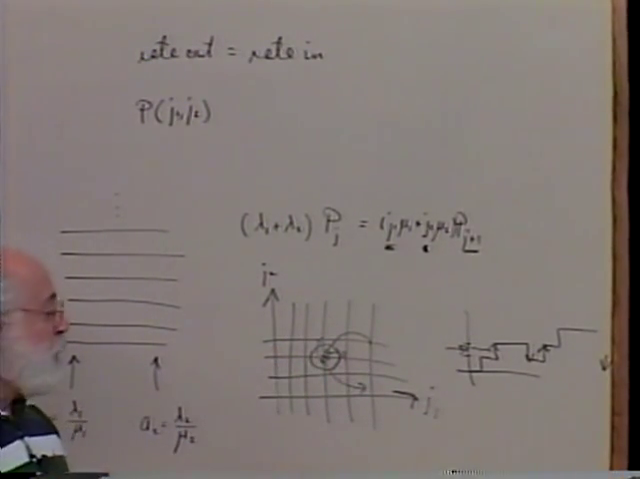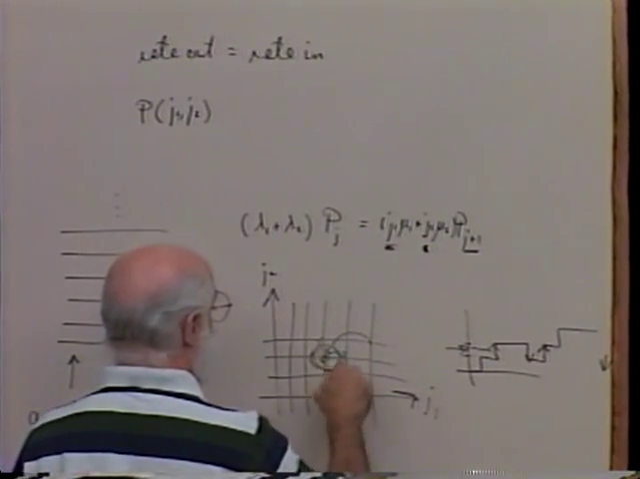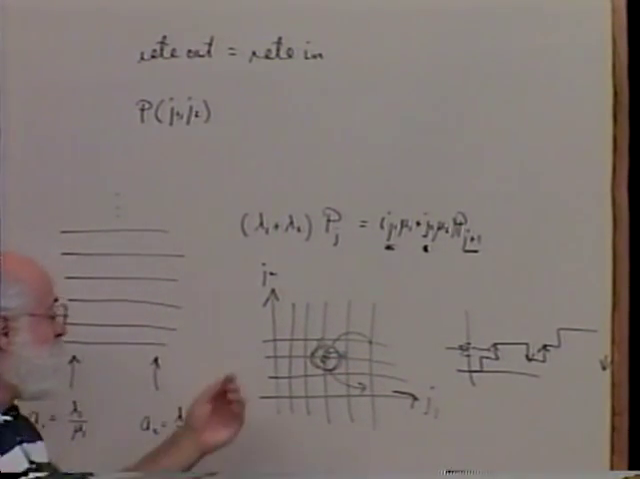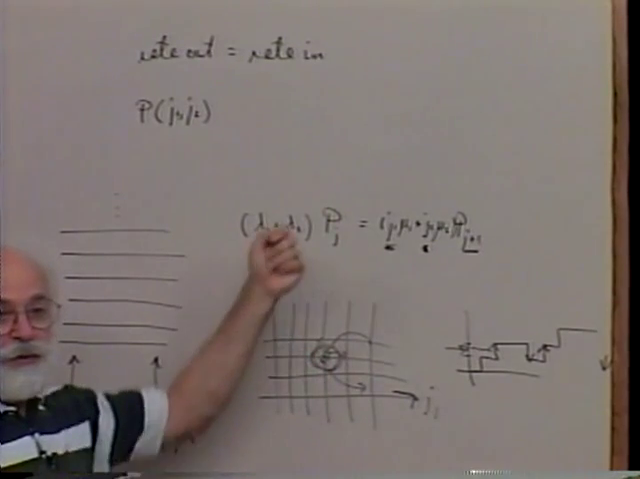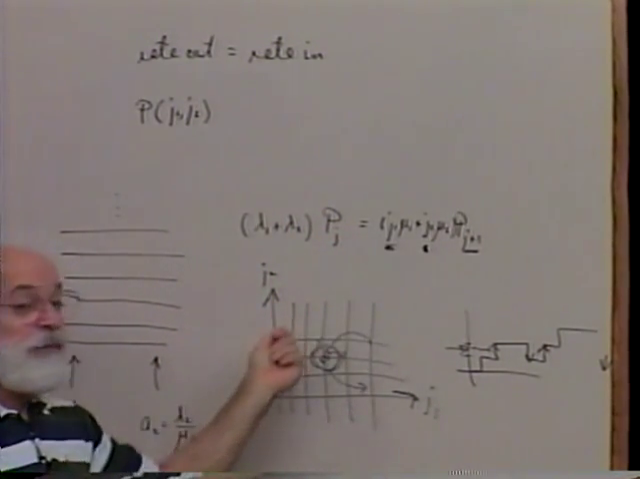And so for every state, I draw a circle around that state, a boundary, and I equate the rate at which I leave that state and jump to neighboring states to the rate at which I enter the state from the neighboring states.